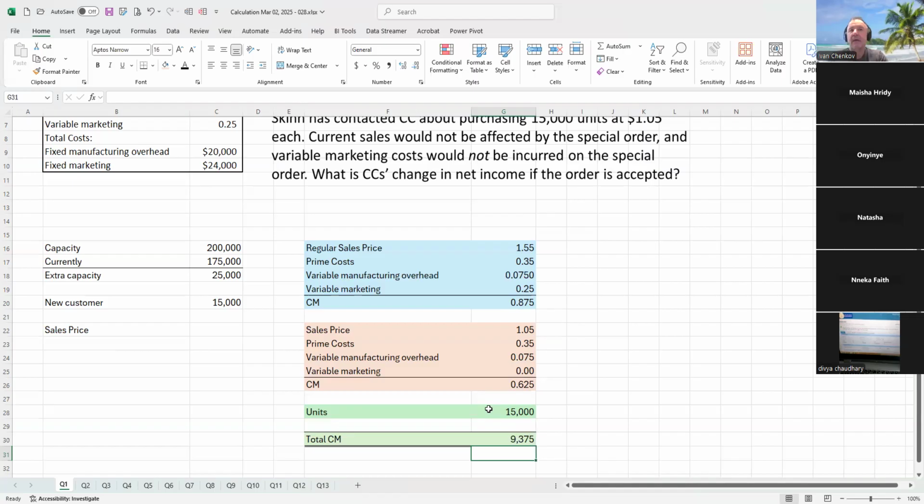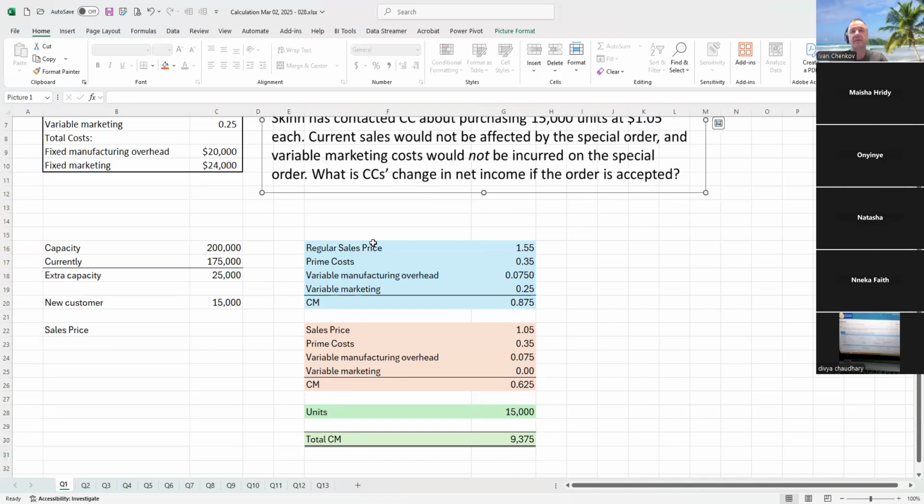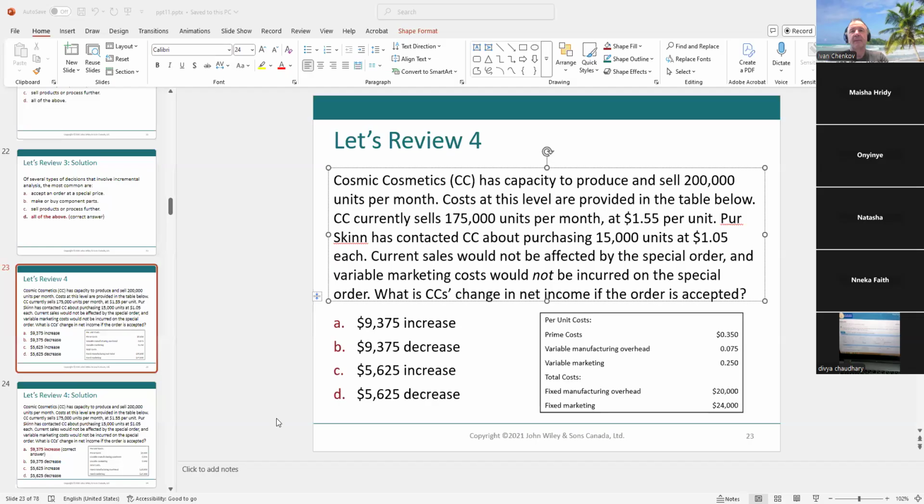Okay, so if we produce those 15,000 units, how much are we going to generate? 9,375. Is that going to be good for us? It's over and above what we're already selling. So the fixed cost is not going to be affected. So that contribution margin is going to go directly to increase our net income. Make sense? Yes. Okay, so what will be the answer here?